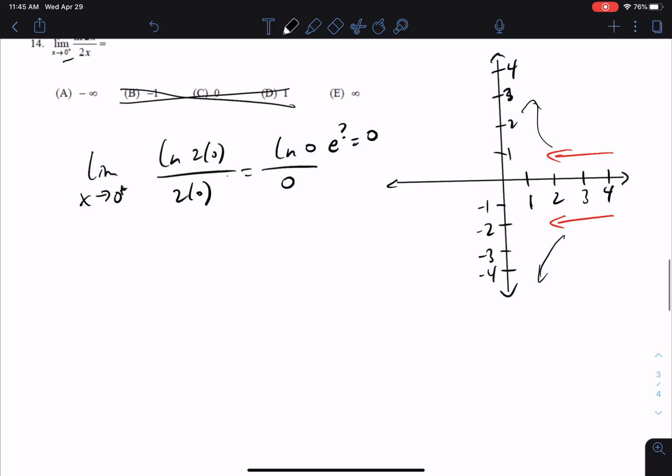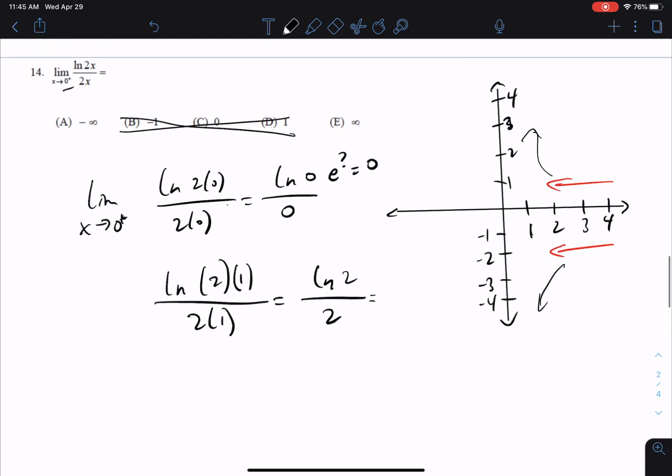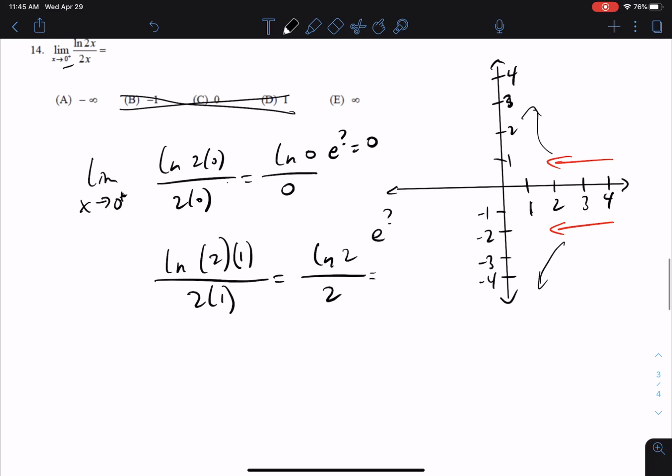Okay? So we'll start with 1. So let me plug in 1. So if I plug in the natural log of 2 times 1 over 2 times 1. So I get the natural log of 2 over 2. Okay? Well, the natural log of 2, so again, e to what power equals 2? Well, e is 2.79, 2.78, almost 3. So to go down in power, you would need a fraction power. So it's going to be a fraction over 2. Positive fraction over positive 2, so it's going to be a positive number.